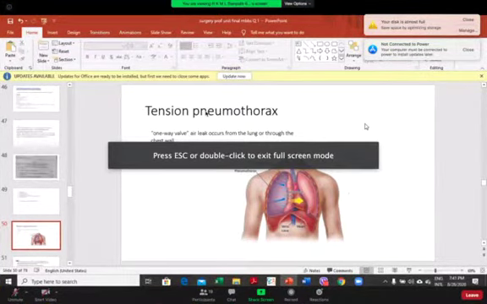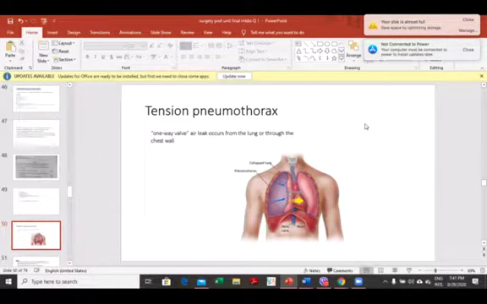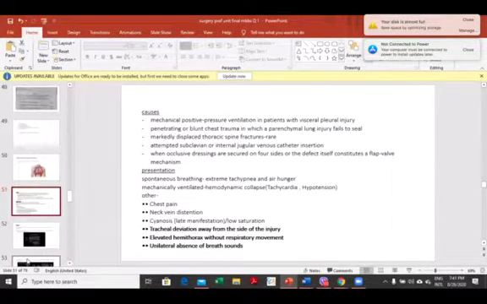It is due to one-way valve effect to the chest wall or parietal pleura. Causes are, usual cause. Commonest cause is mechanical positive pressure ventilation in a patient with visceral pleural injury. Although you think that trauma patients get tension pneumothorax, commonest one is this. Trauma patients usually get tension pneumothorax in the ICU after mechanical ventilation.